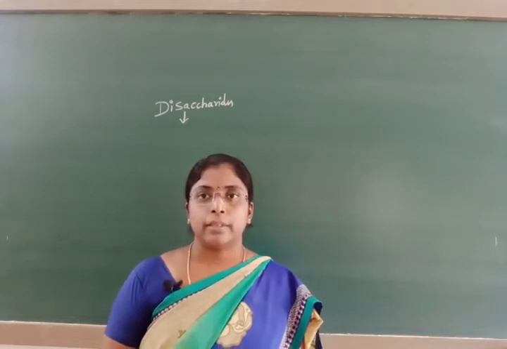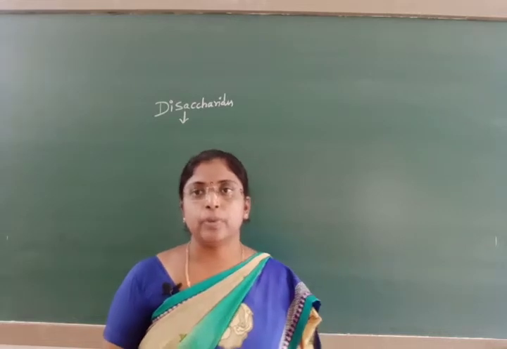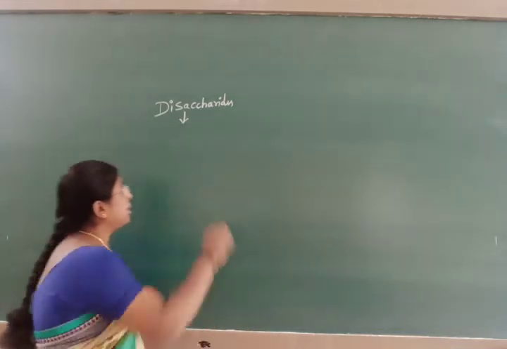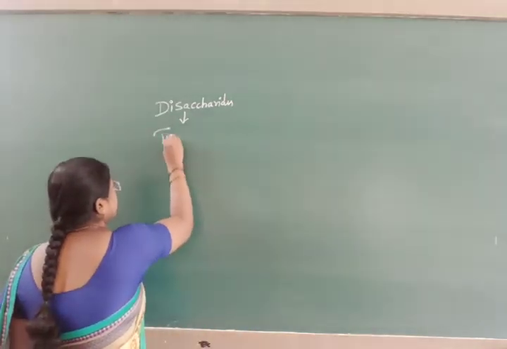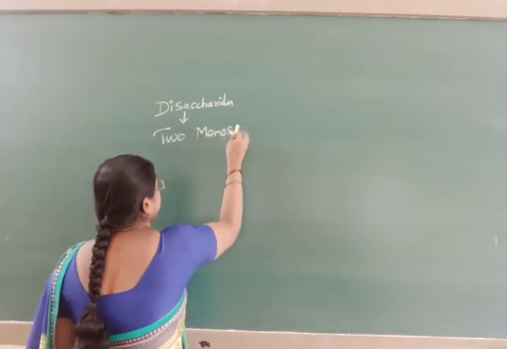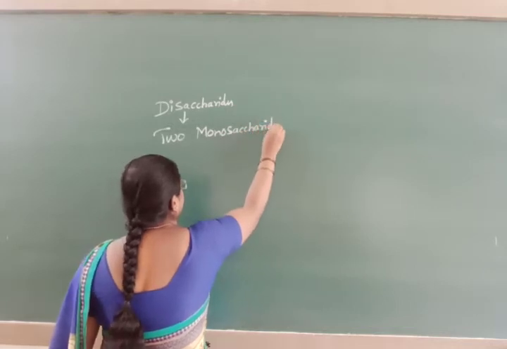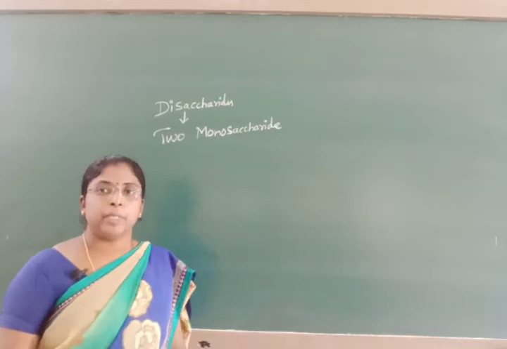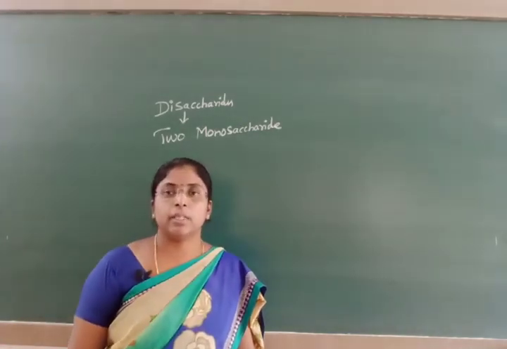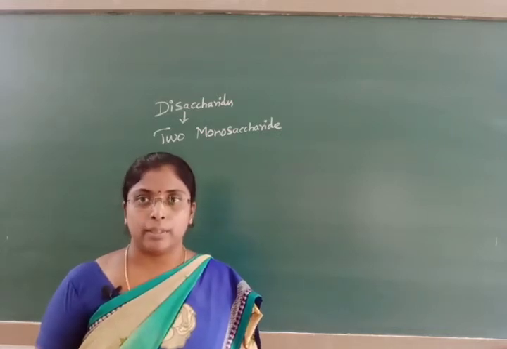What are disaccharides? Carbohydrates that on hydrolysis produce two monosaccharide units are known as disaccharides. Here the two monosaccharide units may be the same or different. Hydrolysis may take place in the presence of dilute acids or in the presence of an enzyme.